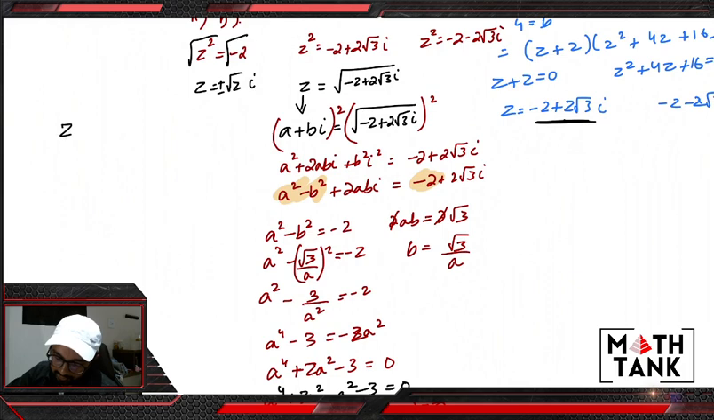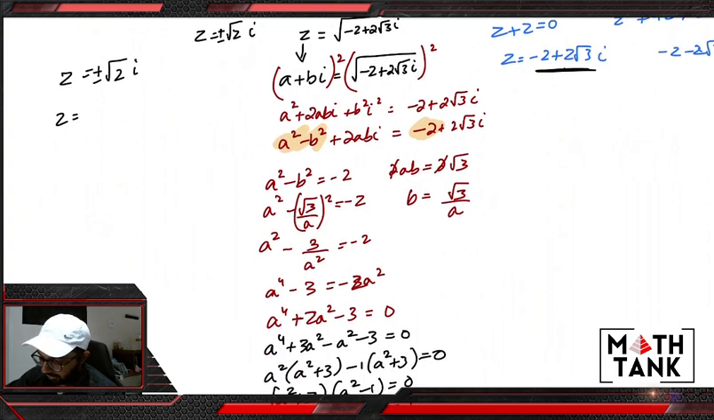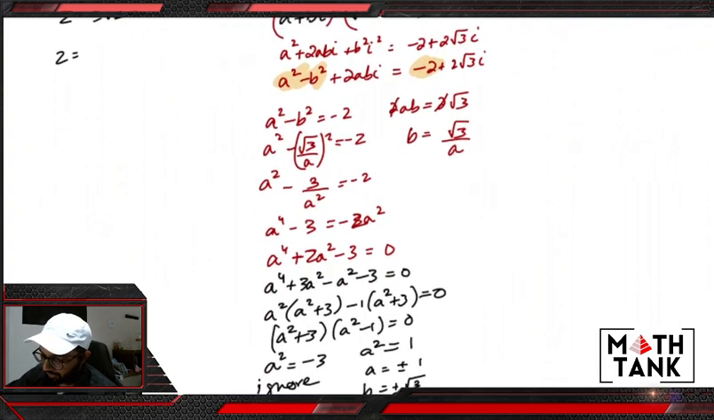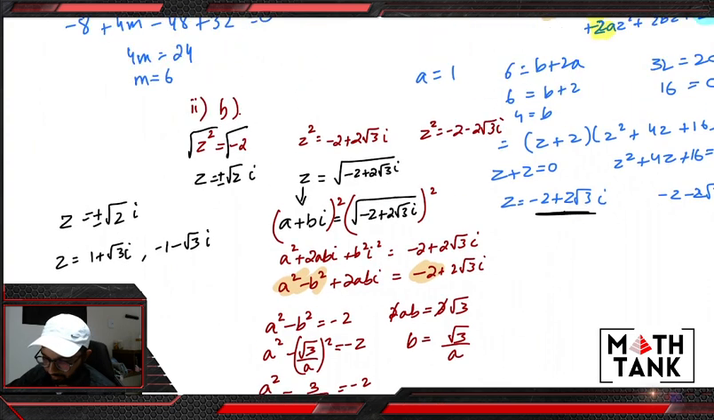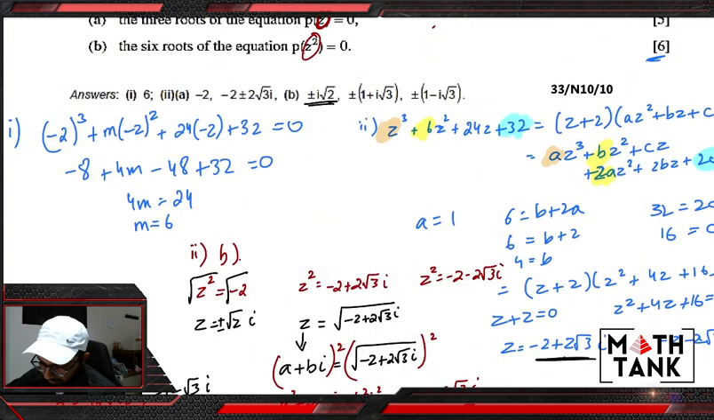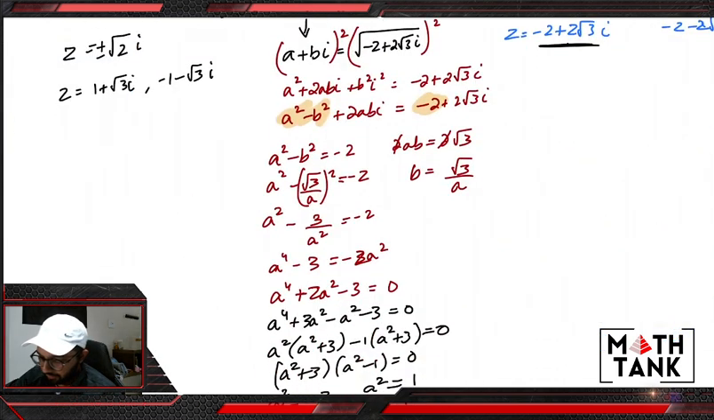So I found another set of roots. One of my answers was 1 plus minus root 2i. Another set that I found is 1 plus root 3i, that is a and b, 1 plus root 3i, and minus 1 minus root 3i. So I have another set of coordinates that I found. I think that's this one.